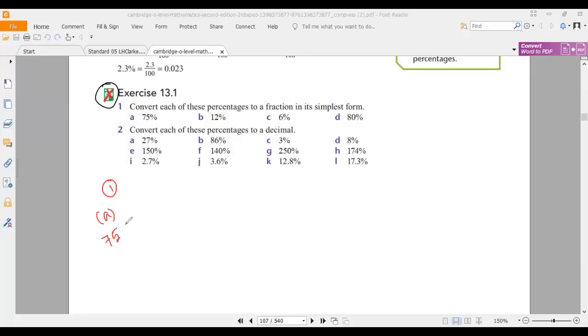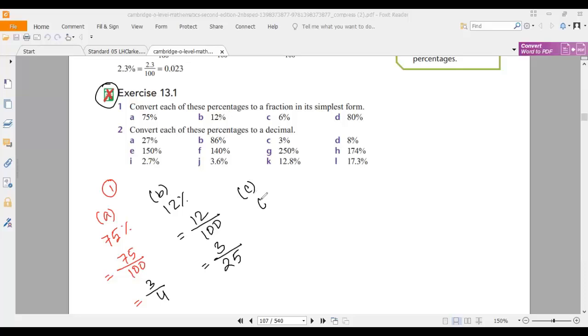So 1A, 75%. 75% can be written as 75 by 100. Then we can divide numerator and denominator both by 25. So it will be 3 by 4, and that is the final answer. Number B says 12%. 12% can be written as 12 by 100. So if we divide both by 4, 4 3s are 12, 4 25s are 100.